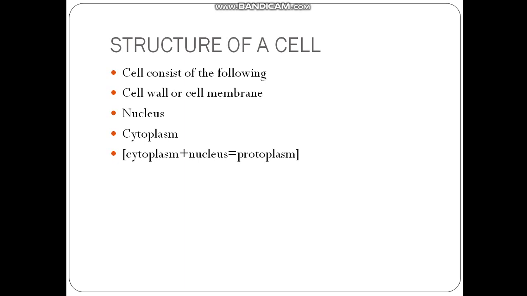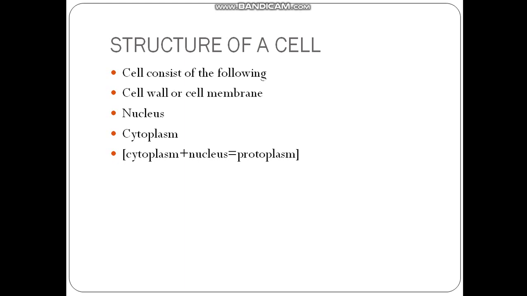What is the structure of a cell? You know that all the living things are in two categories, animal and plant. So the cells are also animal cells and plant cells, but the basic components are the same. Some of the components are found only in animal cells, and some are found only in plant cells. This is called the difference between animal and plant cells. But the basic structure is the same. A cell consists of the following parts. A typical cell: number 1, cell wall or cell membrane.